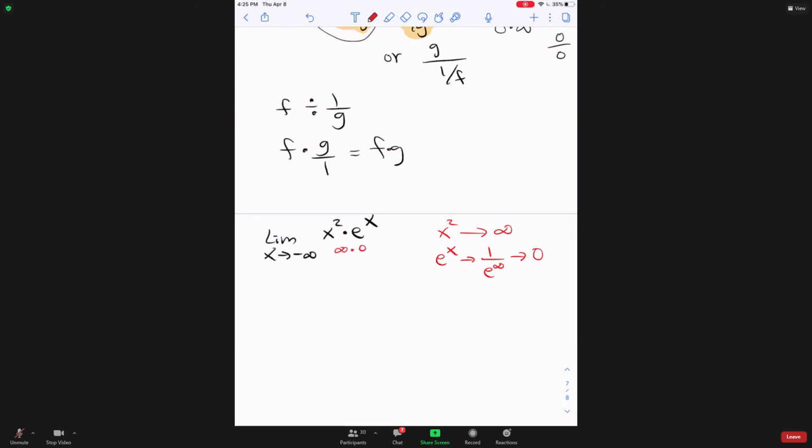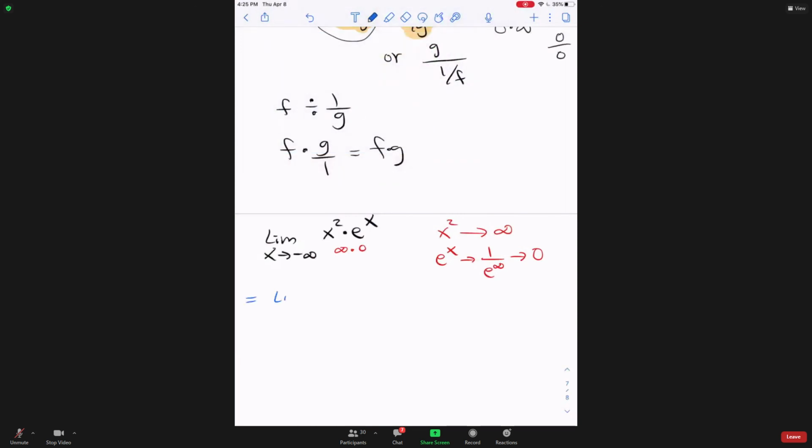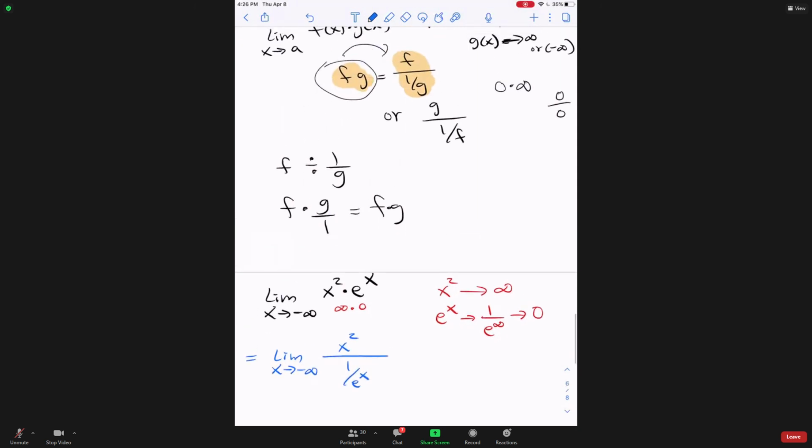So what we're going to do is draw 1 over the denominator and rewrite it as the limit as x approaches negative infinity of x squared divided by 1 over e to the x. And that's kind of like what I highlighted in orange up there.